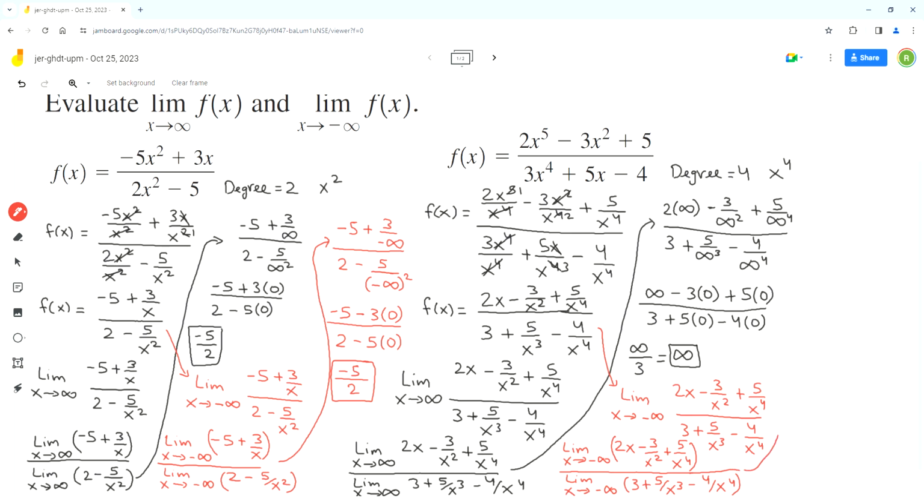Now we can apply the limit. So in the numerator we get 2 times negative infinity minus 3 over negative infinity squared plus 5 over infinity^4, over, in the denominator, 3 plus 5 over negative infinity cubed minus 4 over negative infinity^4.